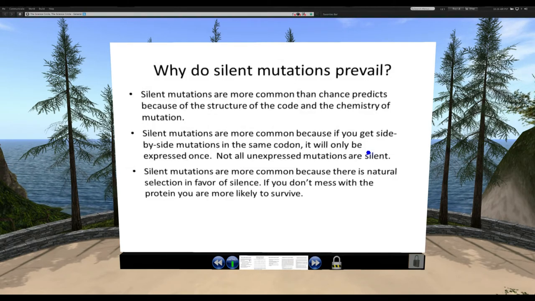So why are there so many silent mutations? Why do the silent mutations prevail? And there are three possible reasons that we can look at.